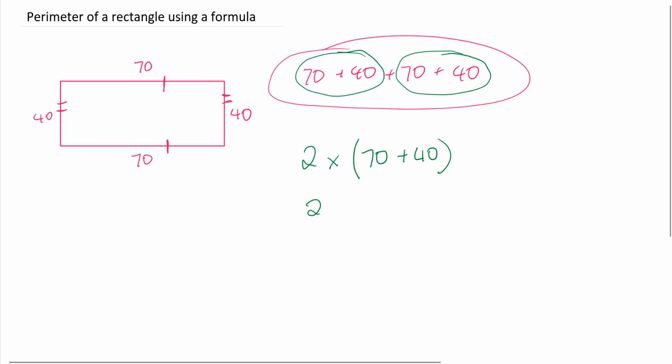So we would go 2 times, and then what is 70 plus 40? So we would have 110. All right, and then we can do the last part. We can go the 2 times 110, which would equal 220. So we can work it out that way.